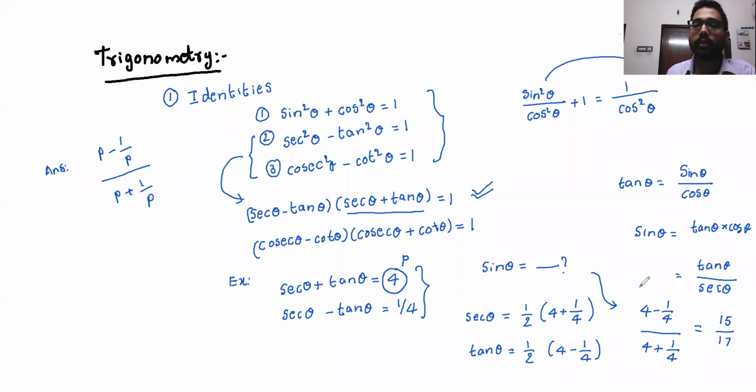Isn't it? You see here, we have 4 minus 1 by 4 divided by 4 plus 1 by 4. Instead of 4, if they give us p, some constant, the answer would be p minus 1 by p upon p plus 1 by p, which on simplification would be p square minus 1 upon p square plus 1. So this is the final answer. Okay, now let us go to the next one.